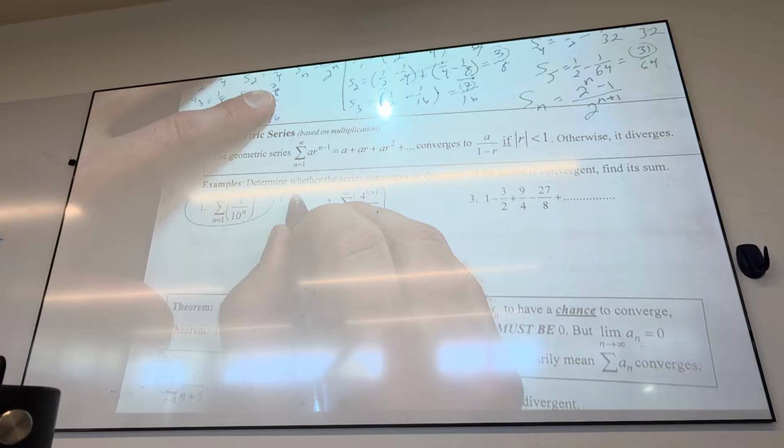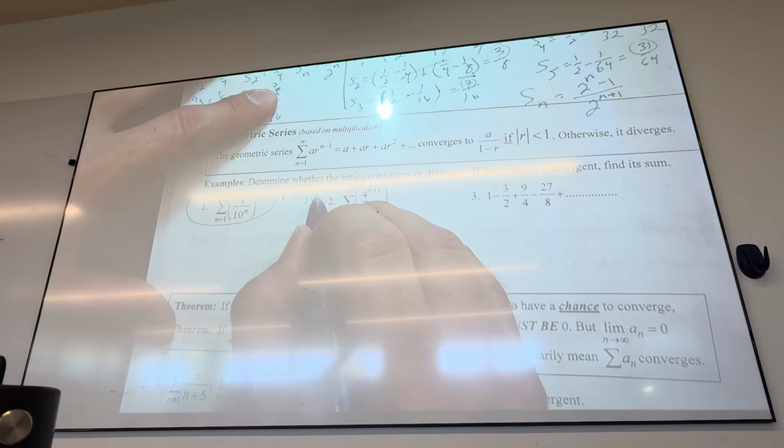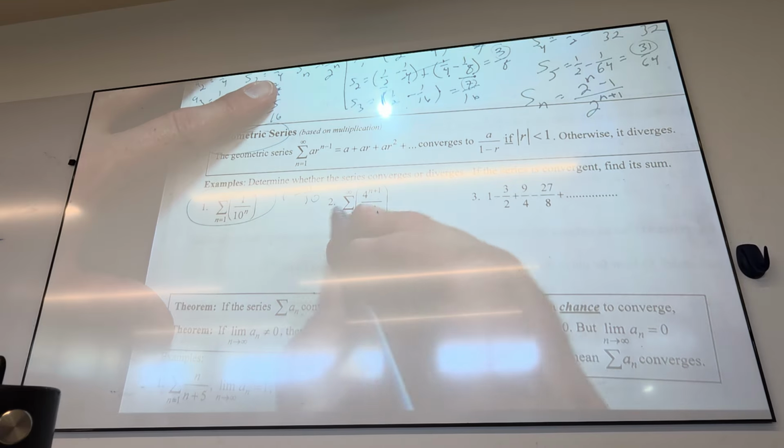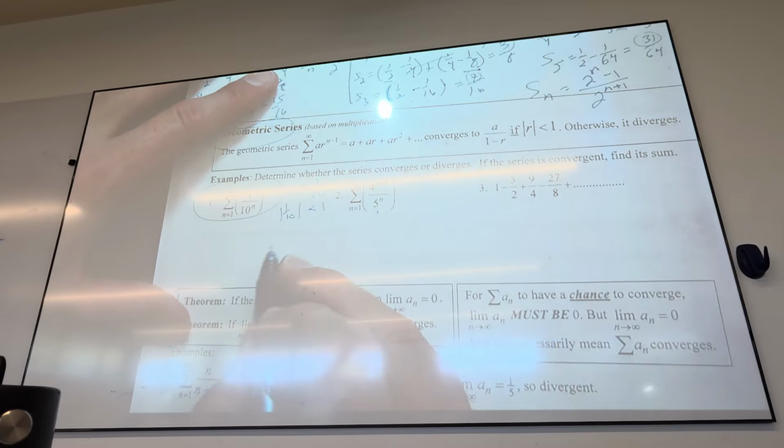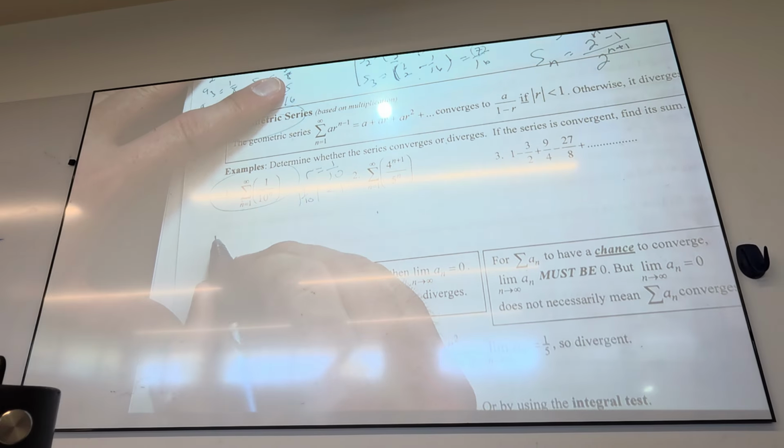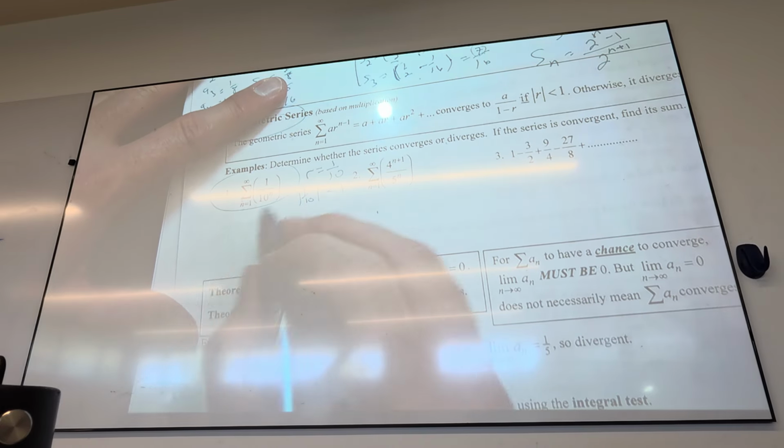Can anyone tell me what R is? 1/10. This is definitely geometric. That's probably why it's here. Will this converge? Yes, R is less than 1. And so what does it converge to?